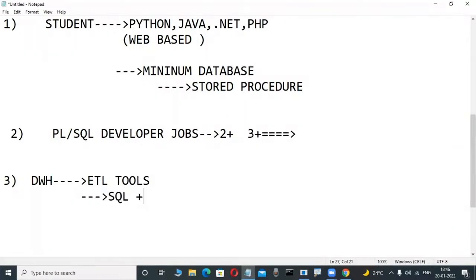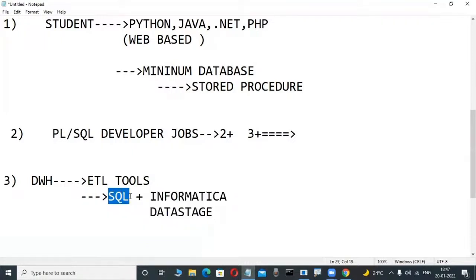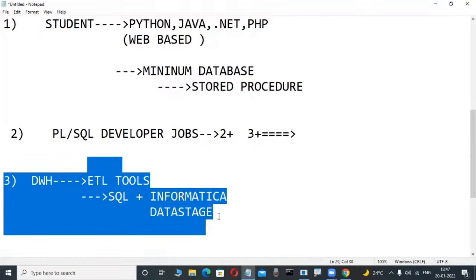Having an idea of that, they learn tools in institutes also. Informatica is a very popular tool. Again, DataStage is a popular ETL tool, and Talend is another tool. These ETL tools have a graphical user interface. They are learning, and minimum knowledge of SQL is required. That's why they are learning these courses, for these jobs also.